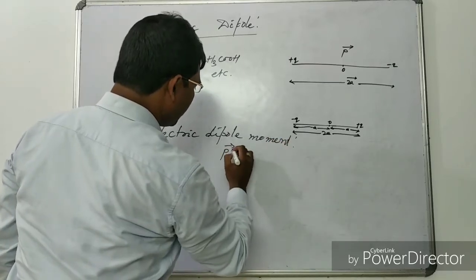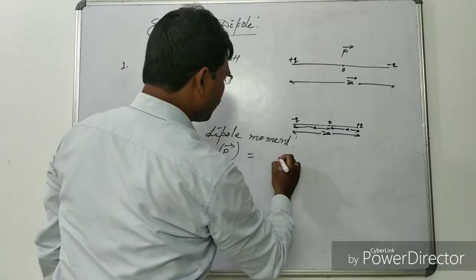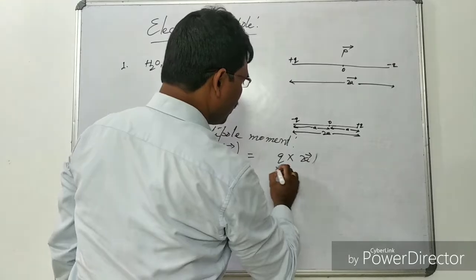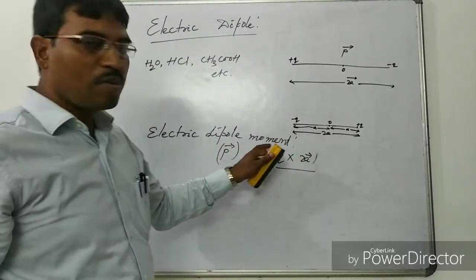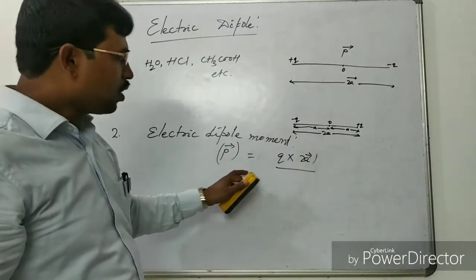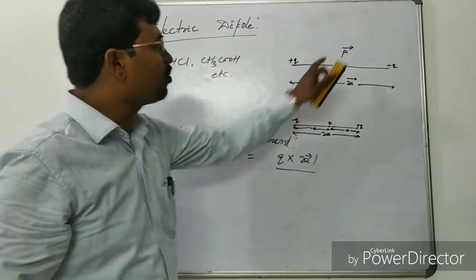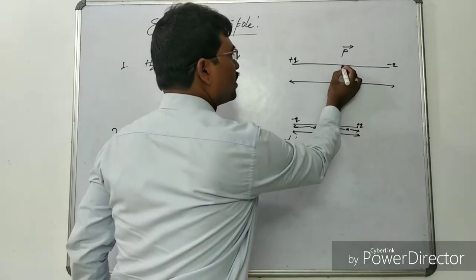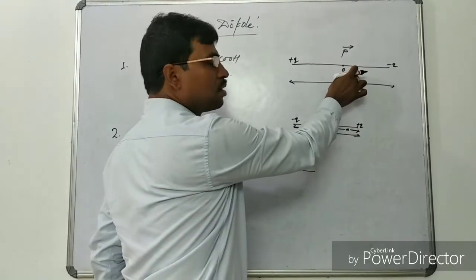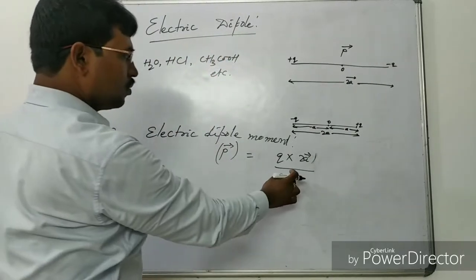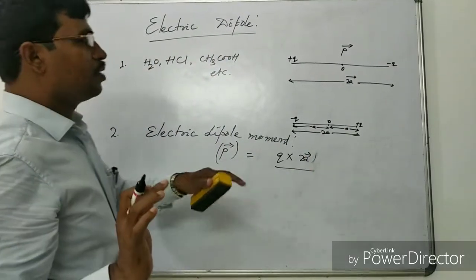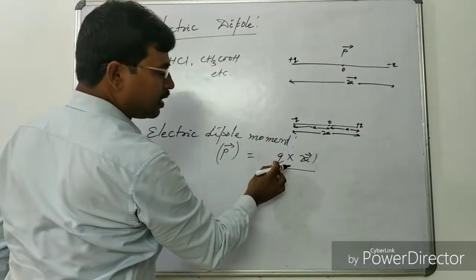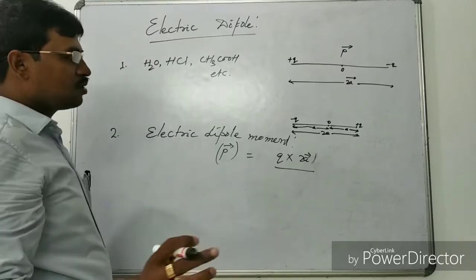Electric dipole moment is denoted by P, and it is Q into 2a. Electric dipole moment is defined as the product of either charge, plus or minus, and the fixed distance of separation. The center is known as the center of the dipole. Most important, if there is one charge and a minus charge, you can take the magnitude of either charge.